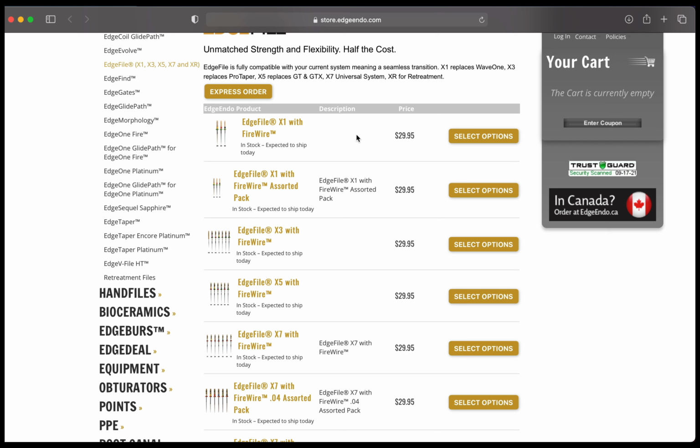He sells the Edge File X1, which is a very close file to the Wave 1 Gold. He sells the Edge File X3, which is a very close system to the ProTaper Gold. He sells the Edge File X7 also, which is extremely close, if not identical, to the Vortex Blue system or other systems like Vortex Blue that have a constant taper and are just your ISO system. And so I'll just open up the X7 file here for you.